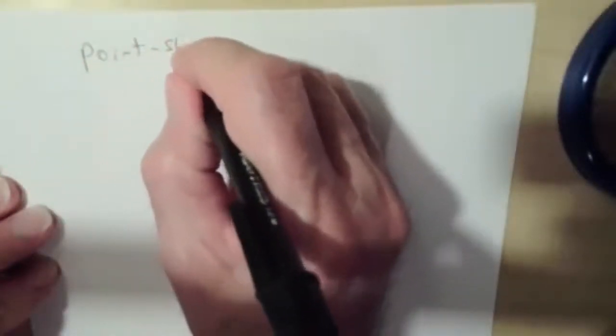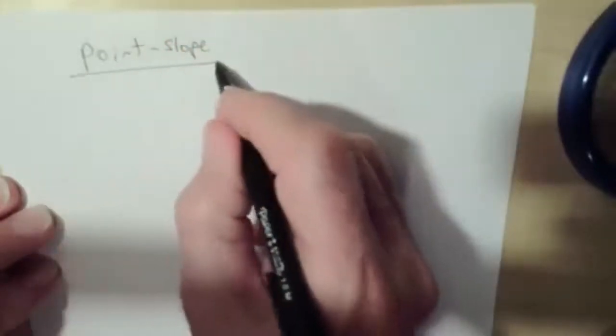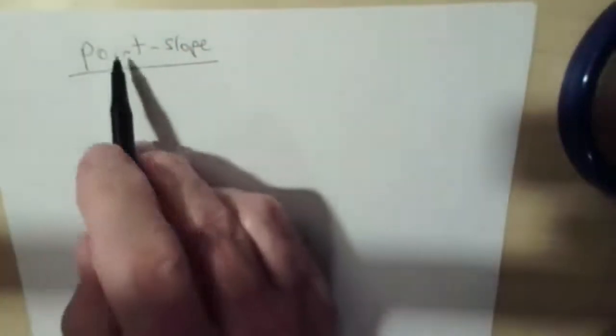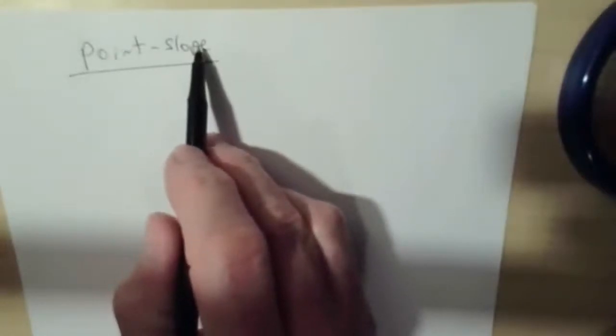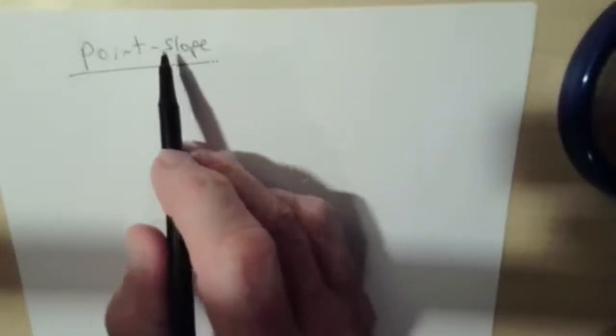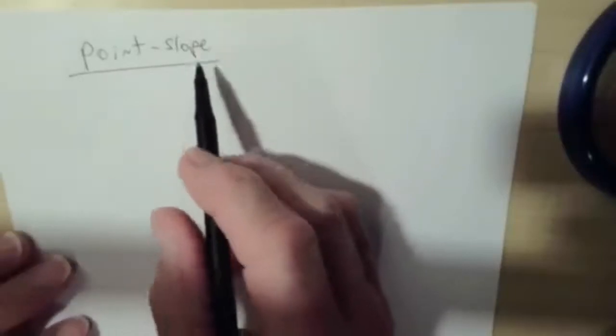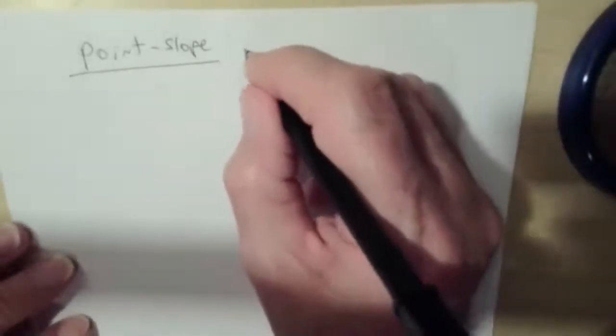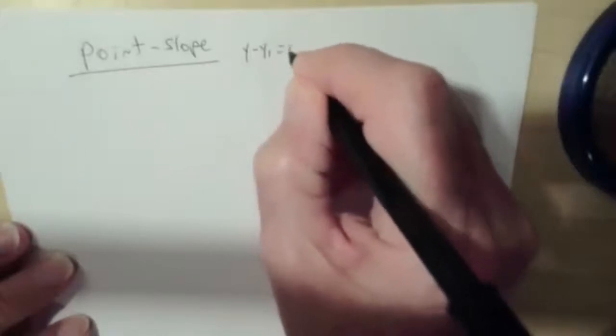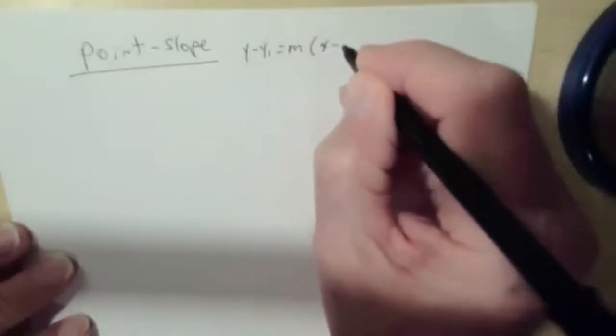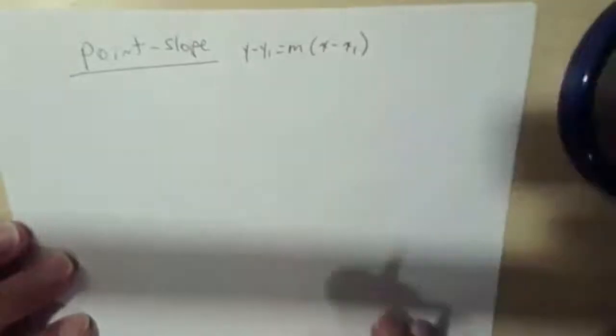Now, point slope. This is used when you're given a point and you're given the slope of the line. Oddly enough, here we have point slope. And the formula for that is y minus y1 equals m open x minus x1. Looks real difficult, doesn't it? It's really very simple.